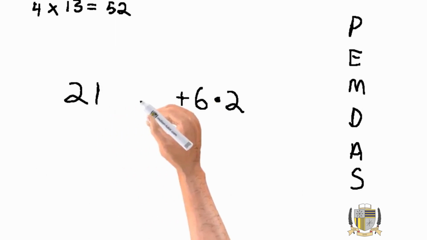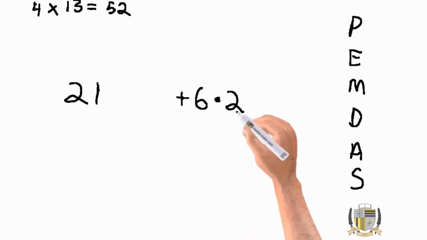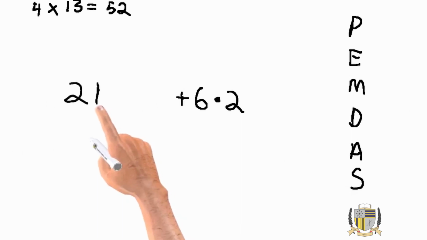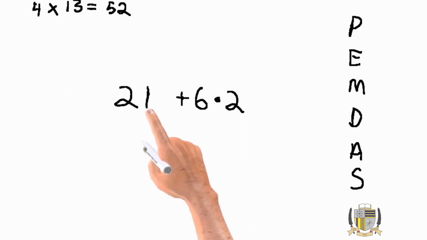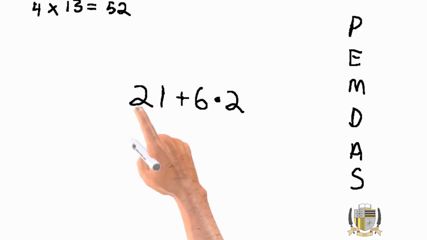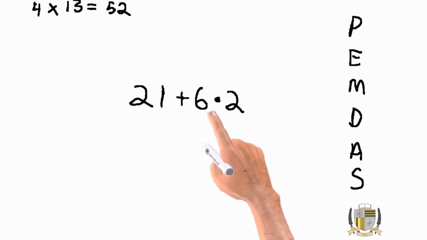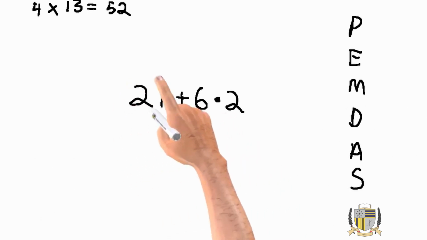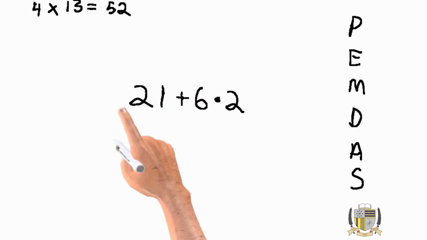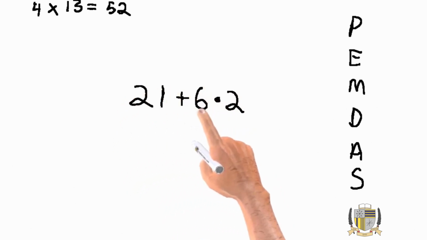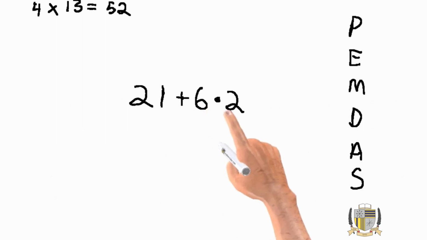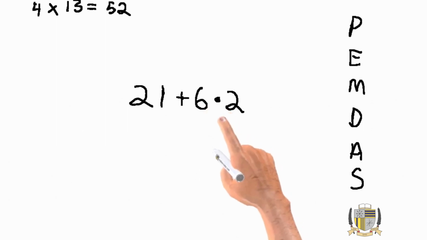So now we have a 21 plus 6 times 2. There's a huge gap between them. I just move it down. So it's a 21 plus 6 times 2. So we got rid of parentheses. We have no exponents, but we have multiplication. 6 times 2. 6 times 2 is 12.